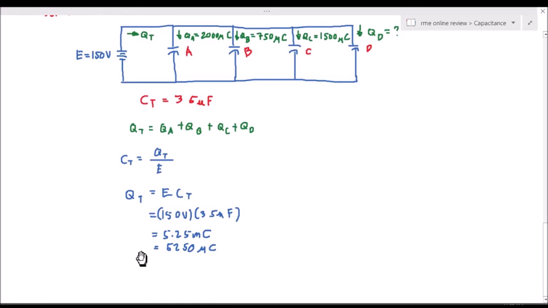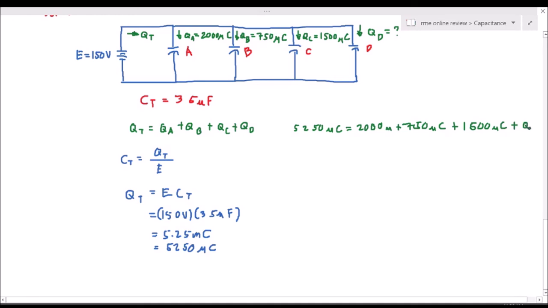Okay, so we will continue. So we are now finished solving for the total charge. So let's go now to substituting the total charge and the given in this equation. So we have 5,250 microcoulomb is equal to QA, which is 2,000 microcoulomb, plus our QB, which is 750 microcoulomb, and our QC is 1,500 microcoulomb. Then we have our unknown, which is the Q sub D or QD.